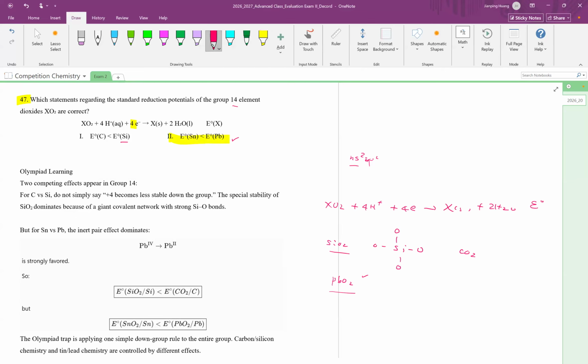And remember, when I see this compound, I remember it's a very strong oxidizing agent. By the way, we're going to discuss this in the fourth decoding class.